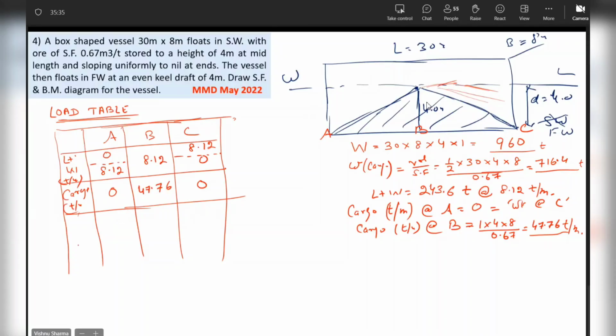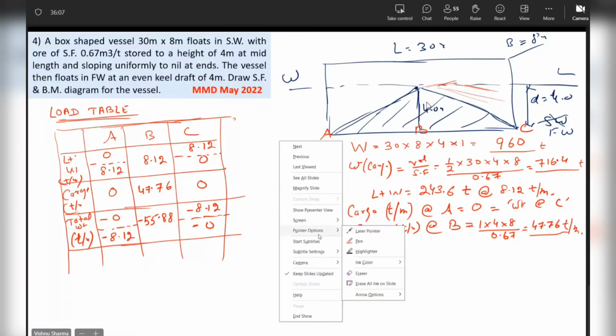This gives us the total weight in tons per meter. 2 cells are divided. We divide the 2 cells. It will be 0, 8.12. This will be 55.88. And this will be 8.12 and 0. Since it's downward weight, we'll suffix with a negative sign here as we had done the other day.